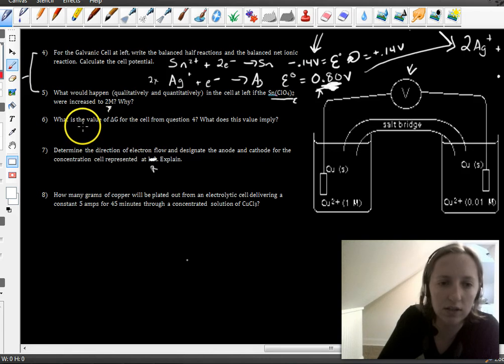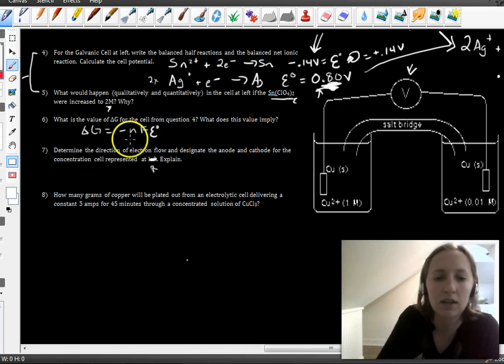All right, delta G. Delta G is equal to negative nFE°. That is the number of moles of electrons, the Faraday constant, and the voltage at standard conditions, plus the negative as well, because spontaneous negative delta G's are positive E's.